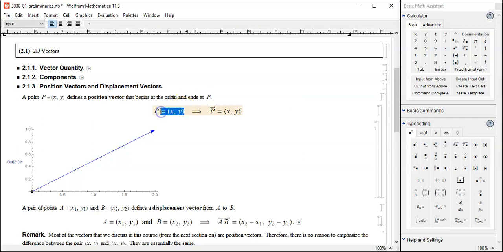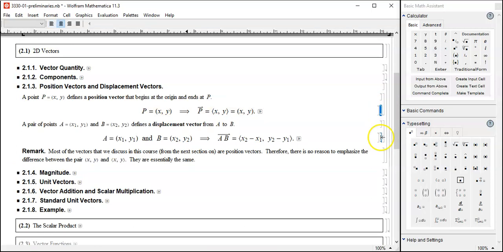So we can use the same parenthesis notation in place of the triangular bracket notation. Triangular bracket notation, I will never use it after the first week, okay? Because it's reserved for something else. So after the first week, all the vector notation will be done in parenthesis notation. Okay, all right.